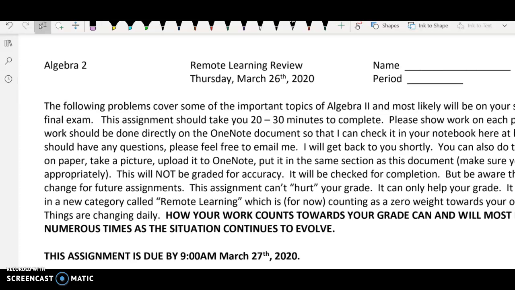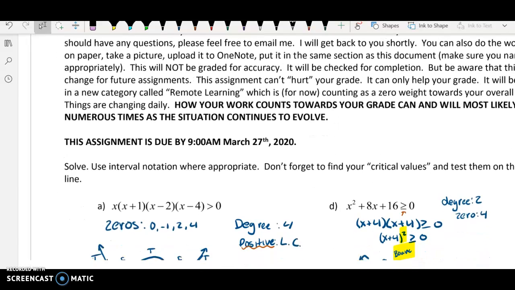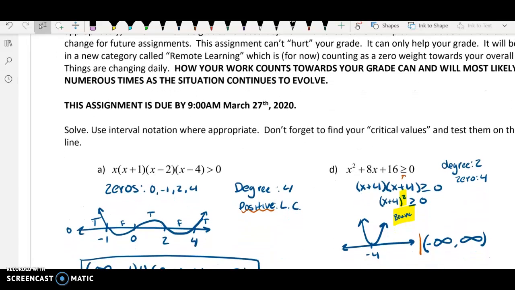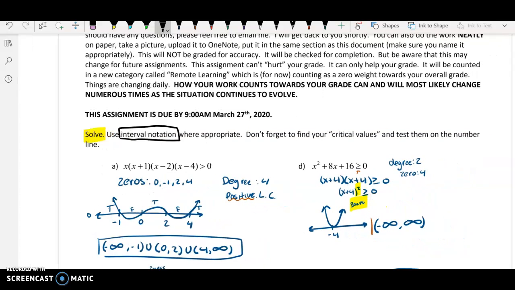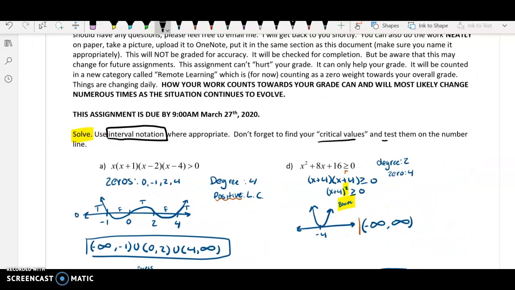Hello. So this video is going to be going over the remote learning activity March 26th on Thursday. This was going over inequalities. So you had to solve each inequality and write it in interval notation for every single one of them. Okay, so there was critical values, and some of them you had to test them. Some of them you did not have to.